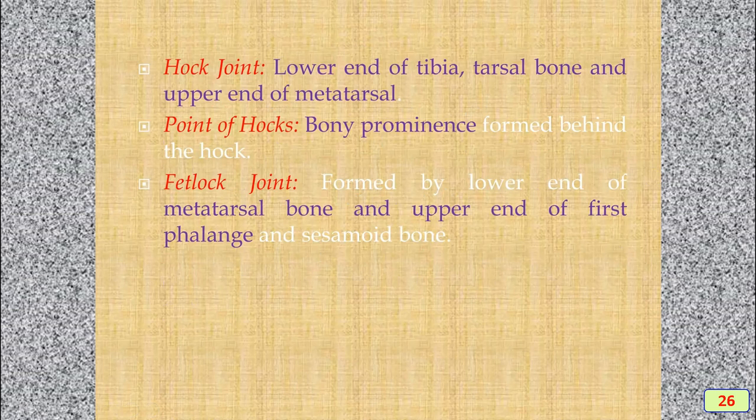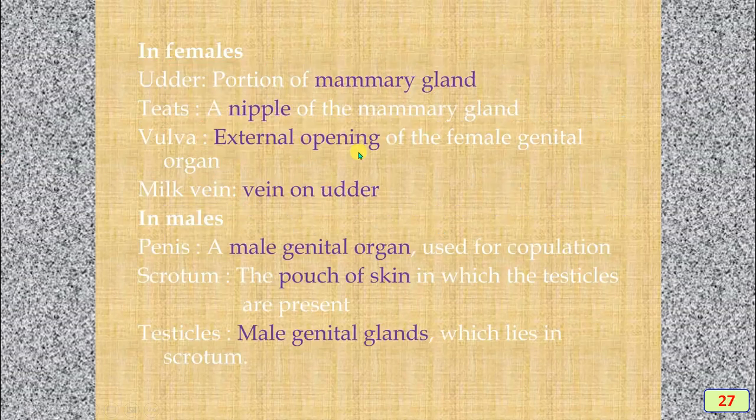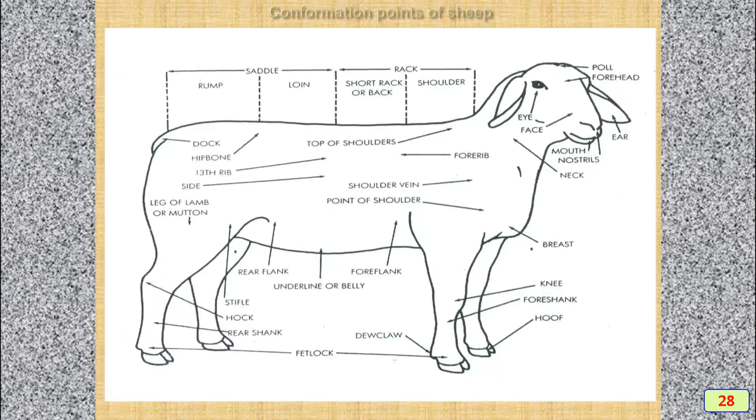Hock joint, lower part of the tibia, tarsal bones, etc. Anyway, we will see the photographs in the next features. In females, the udder, portion of the gland, vulva, milking, penis, scrotum and testicles are all very well known terminologies to any veterinary doctor, so I need not explain much. These are some of the parts of the sheep, and almost all of these have similar structures.